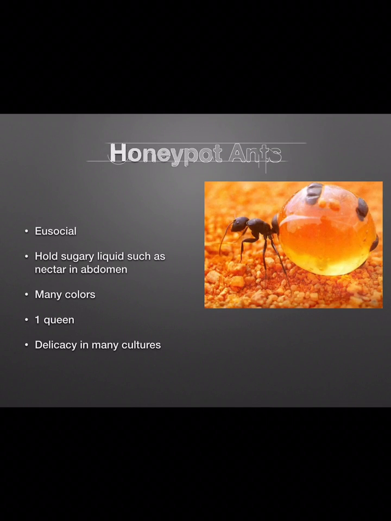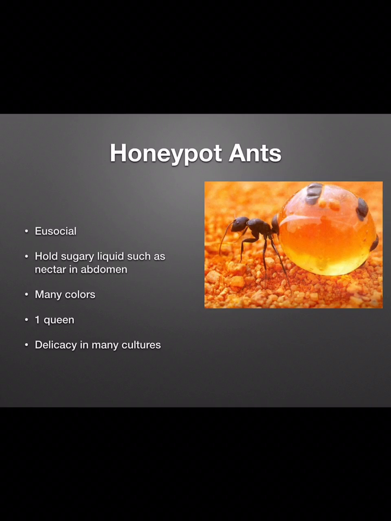The next ant species that we're going to be talking about is honeypot ants. And these are also interesting little guys. So they are eusocial as well. They have various jobs within their little colony. And what they do is some workers will hold sugary liquids such as nectar in their abdomens, and they'll go collect it from usually cactus flowers and succulent flowers because they live in really hot places.